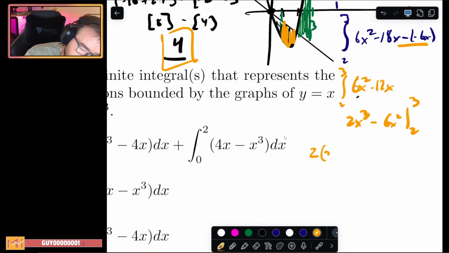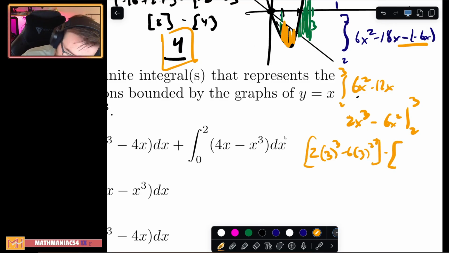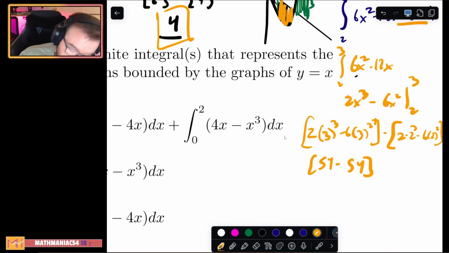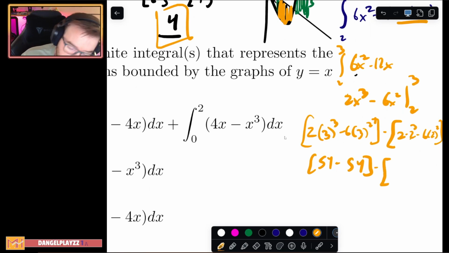2 times 3 cubed minus 6 times 3 squared, minus, plug in the 2. 2 times 2 cubed minus 6 times 2 squared. 3 cubed is 27 times 2 is 54, minus 3 squared is 9 times 6 is 54. That's fun. Minus 2 cubed is 8 times 2 is 16.